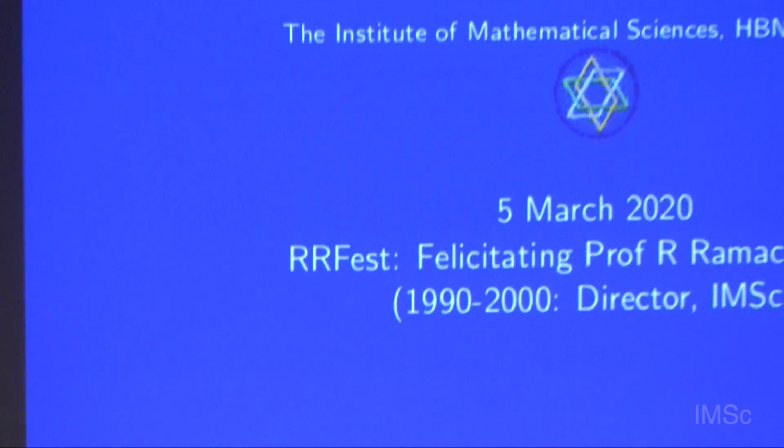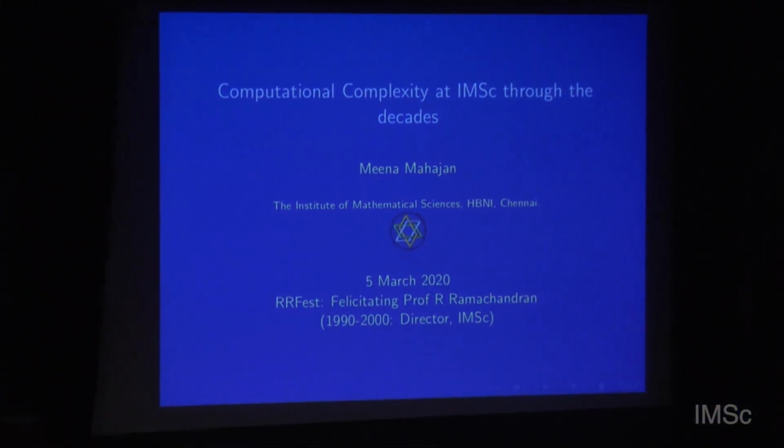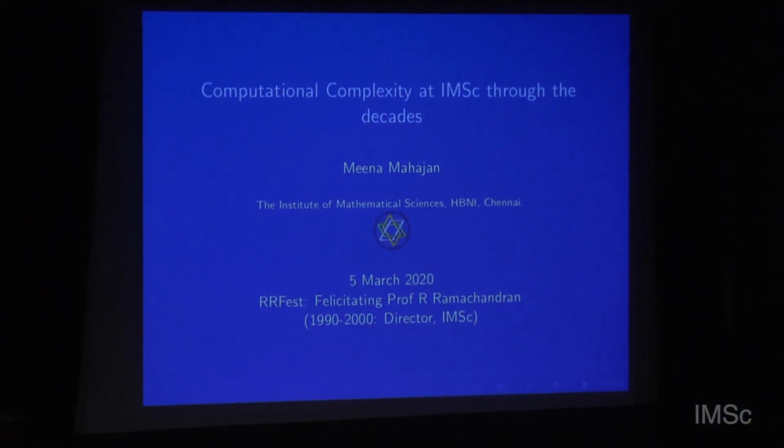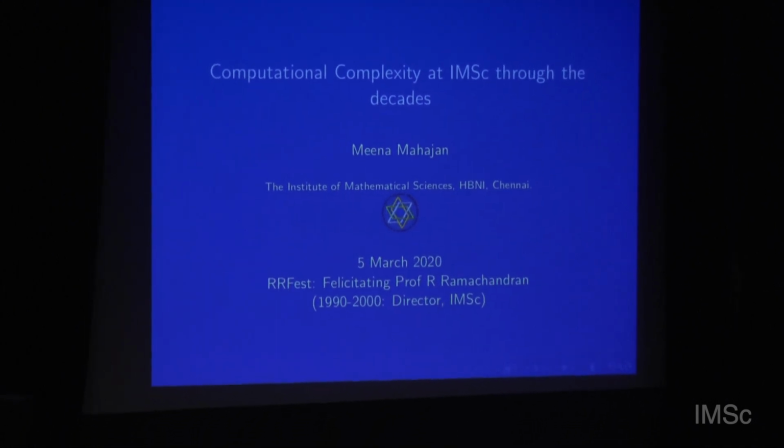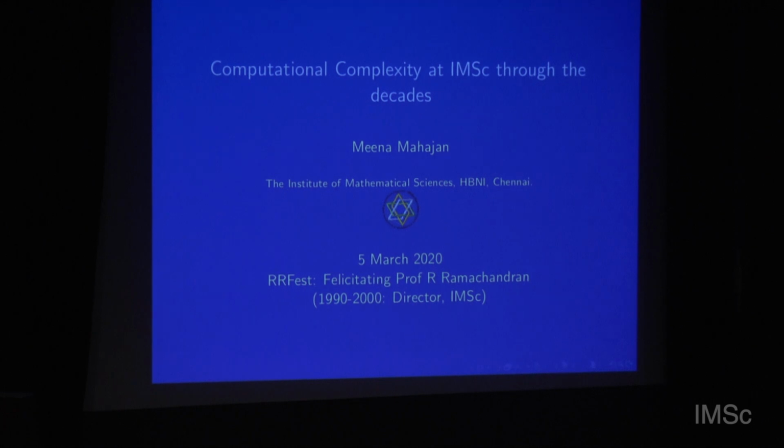I want to talk about computational complexity theory, which is my research area. It's also the area in which Arvind works, and how research in this area has been happening at IMSc through the decades. But of course, I cannot talk about all the work that happened here, so I will just pick a few things here and there to highlight, and I want to put this in the context of computational complexity research that was happening worldwide. So what was happening elsewhere in the world and what was happening in IMSc at the same time.